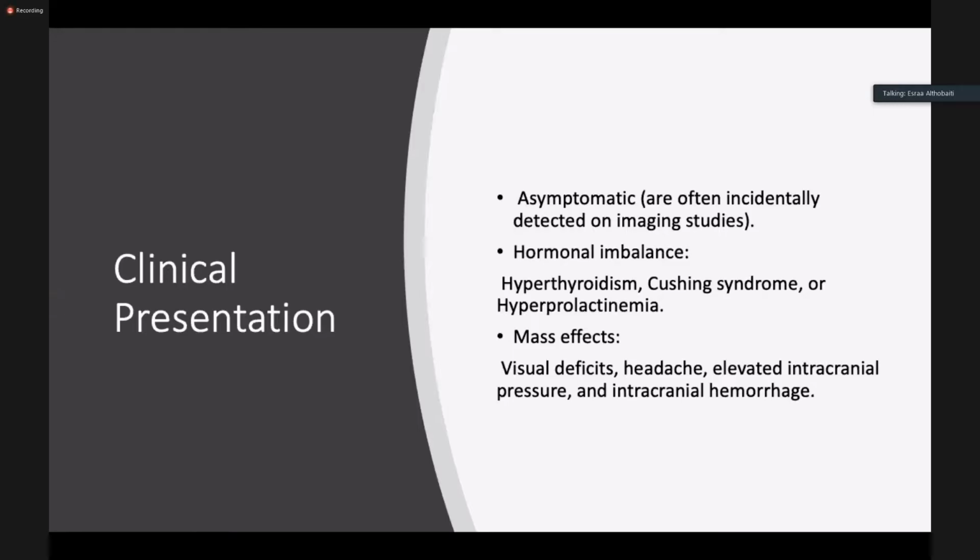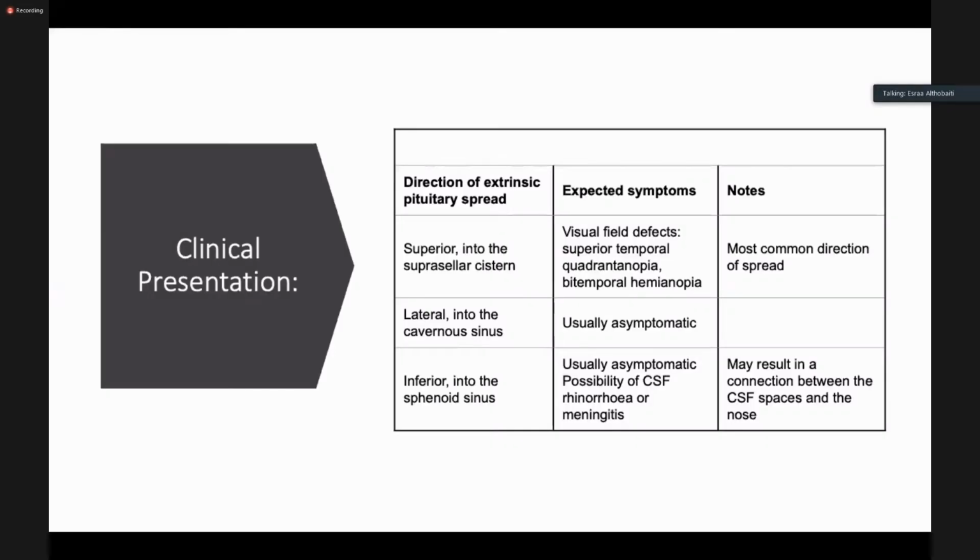Okay. Regarding signs and symptoms, most often the patient is asymptomatic. The tumor is just found incidentally on the image, but the patient might present with hormonal imbalance like hypothyroidism, Cushing syndrome, or hyperprolactinemia, or they might present with mass effects on the surrounding structures, like in our cases, visual deficit, headache, elevated intracranial pressure, and intracranial hemorrhage.